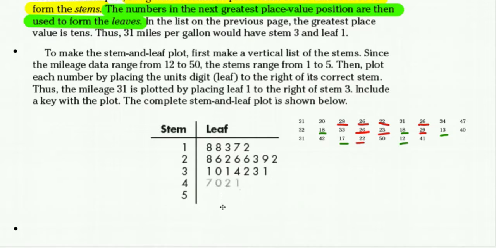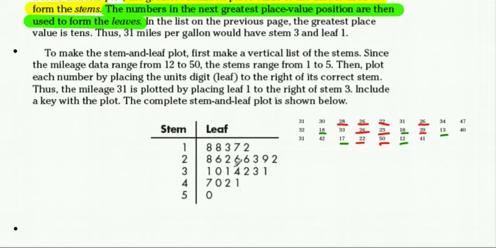The leaves of stem 4 are 7, 0, 2, 1, because in the data there's a 47, there's a 40, there's a 42, and there's a 41. And finally, for stem number 5, it's only 0, because there's only one number beyond 49, which will have a stem of 5 and a leaf of 0, and this is that number right here.